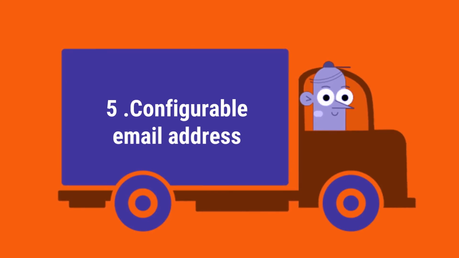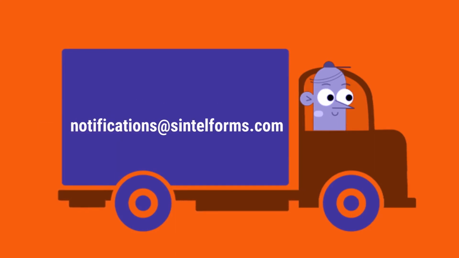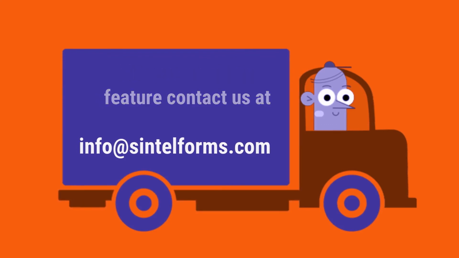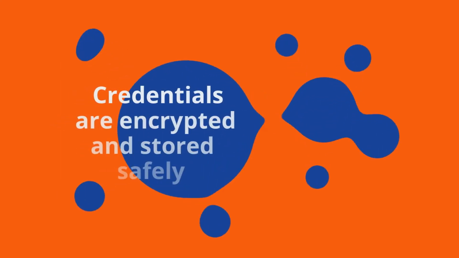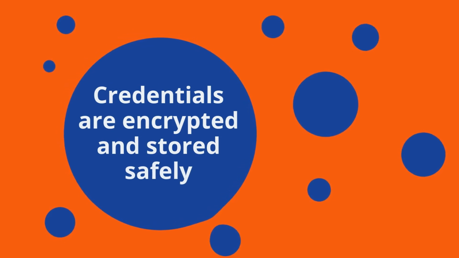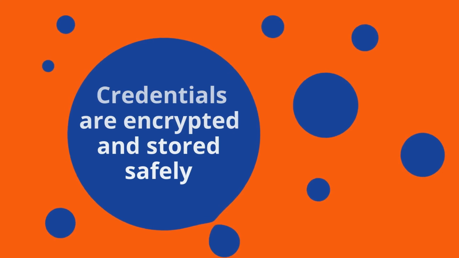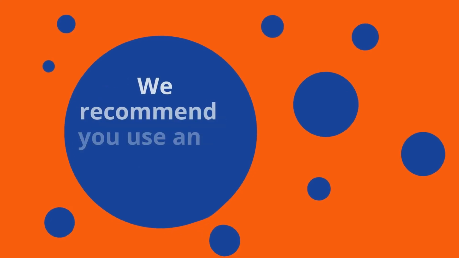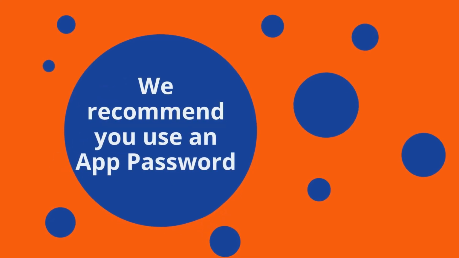Normally emails sent by Sintel Forms to external users come from notifications@sintelforms.com. Some customers have requested the ability to change this email address, and we have implemented a mechanism for this. To activate this feature, you simply need to contact us at info@sintelforms.com and provide the email account credentials. The credentials are then encrypted and stored safely. When the configuration is completed, all external emails sent by Sintel Forms will be sent from the email address you provided. If you're considering using this feature, we recommend using an app password to avoid using your real password in the configuration.